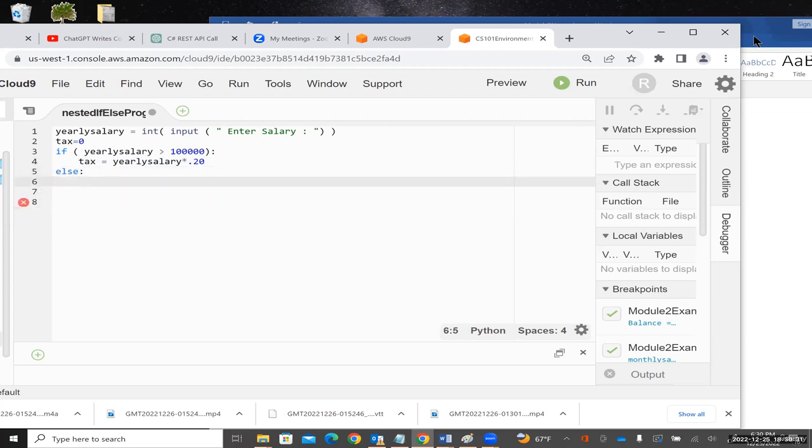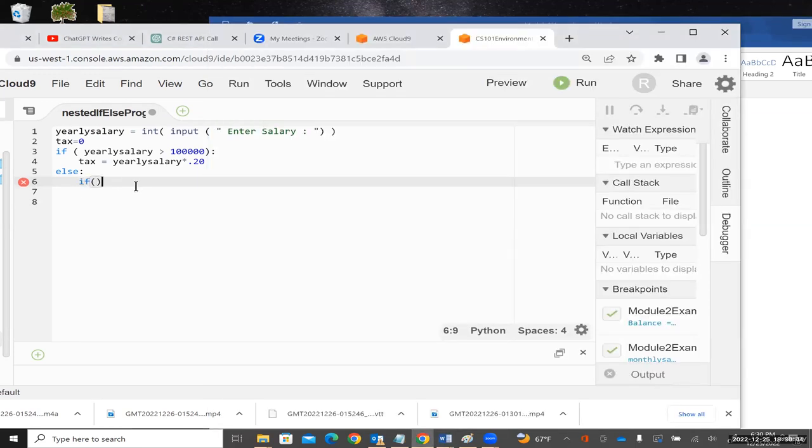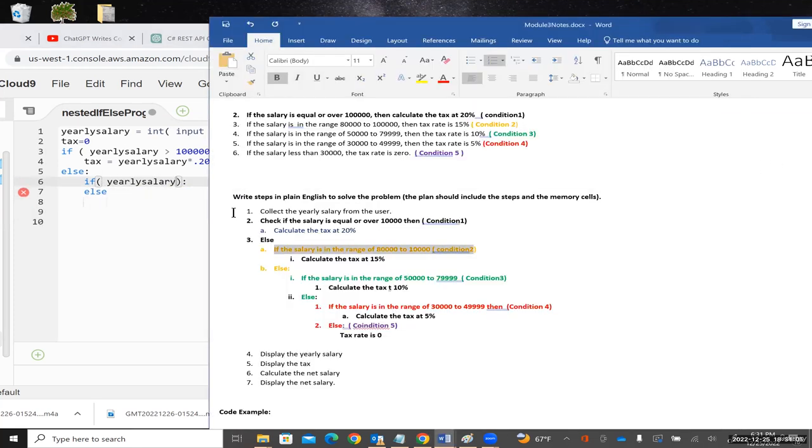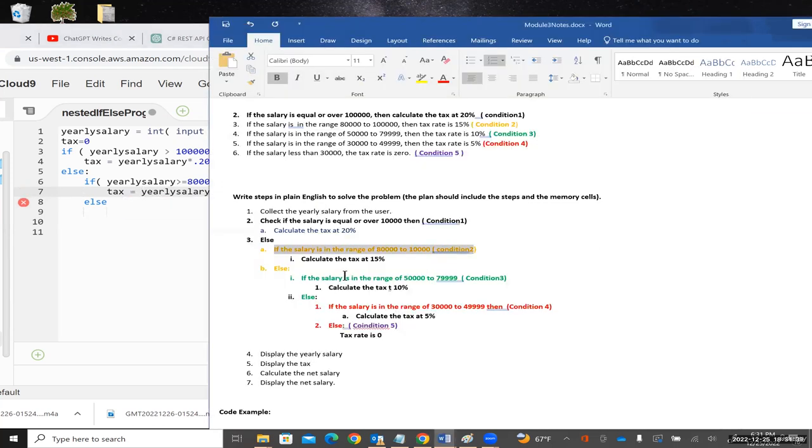Make sense? So what remains? The other layers. In the next layer, you check to see if the range is 80 to 100,000. So you can write it like this, else. Here it is: yearly salary greater than or equal to 80,000, and yearly salary less than 100,000. In this case, the tax is yearly salary times 15%. So that's what we have done so far. The next one is else, so that means we need to take care of this. And remember, don't forget to indent this.